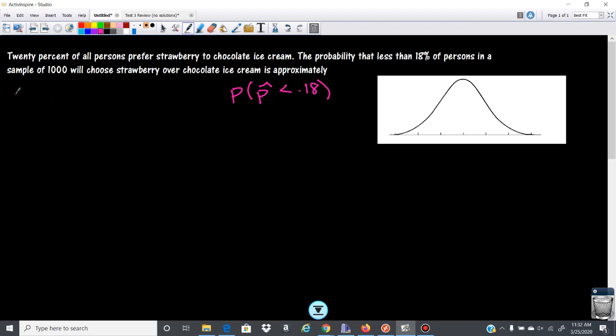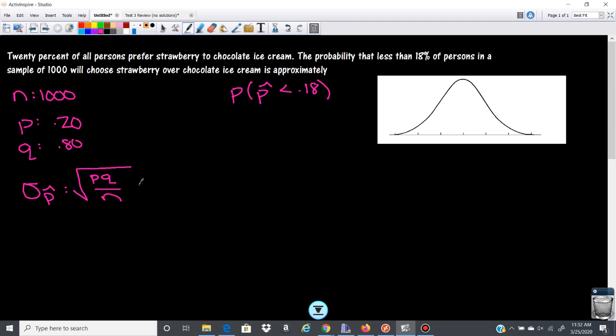So let's see what we have. We have a sample size of 1,000. Okay, we have a mean or a p of 20%. So p is 20% who prefer strawberry, which means our q is going to be 0.80 because these two have to add up to 1. And we need the standard deviation. So the standard deviation of p hat is given by the square root of PQ over N. So let's do that first.